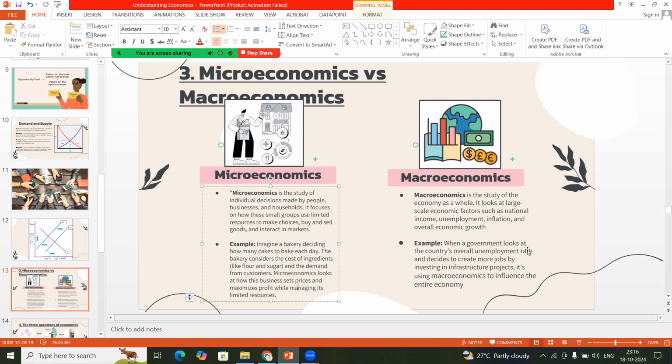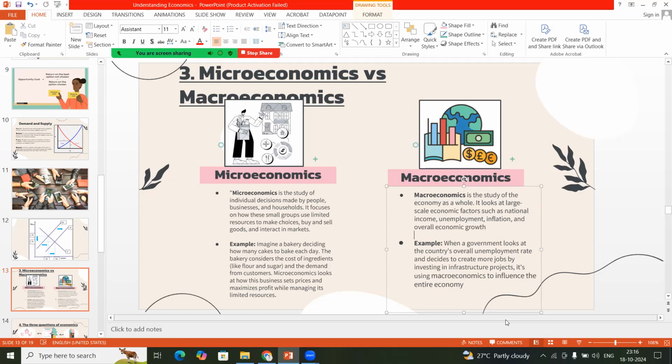Next is macroeconomics. Macroeconomics is the study of the economy as a whole. It looks at large-scale economic factors such as national income, unemployment, and inflation. So it is dealing at an aggregate level. When a government looks at the country's overall unemployment rate and decides to create more jobs by investing in infrastructure projects, it's using macroeconomics to influence the entire economy.